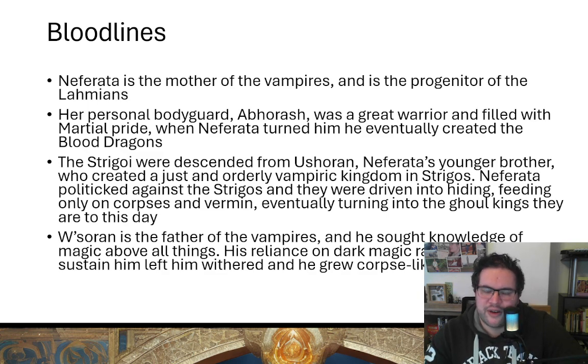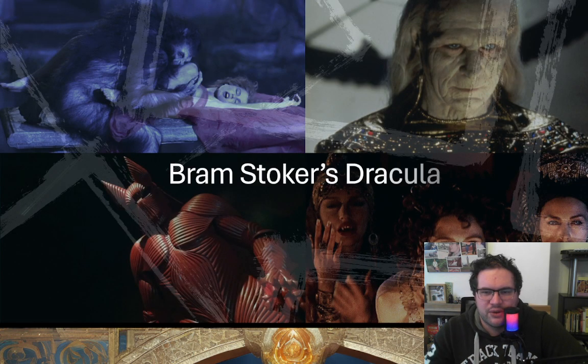This is all as vampires, so when Nagash was still about, she kind of politicked against him and essentially drove them into hiding in the northern wastes and all over the world where everybody hates them. And then Ushoran, the father of vampires, sought knowledge of magic above all things, and that's why they've got a corpse-like appearance, because Ushoran didn't drink blood, he just relied on dark magic to sustain him, so he lost all his vitality, hence looking like a corpse. And that's created the four bloodlines.